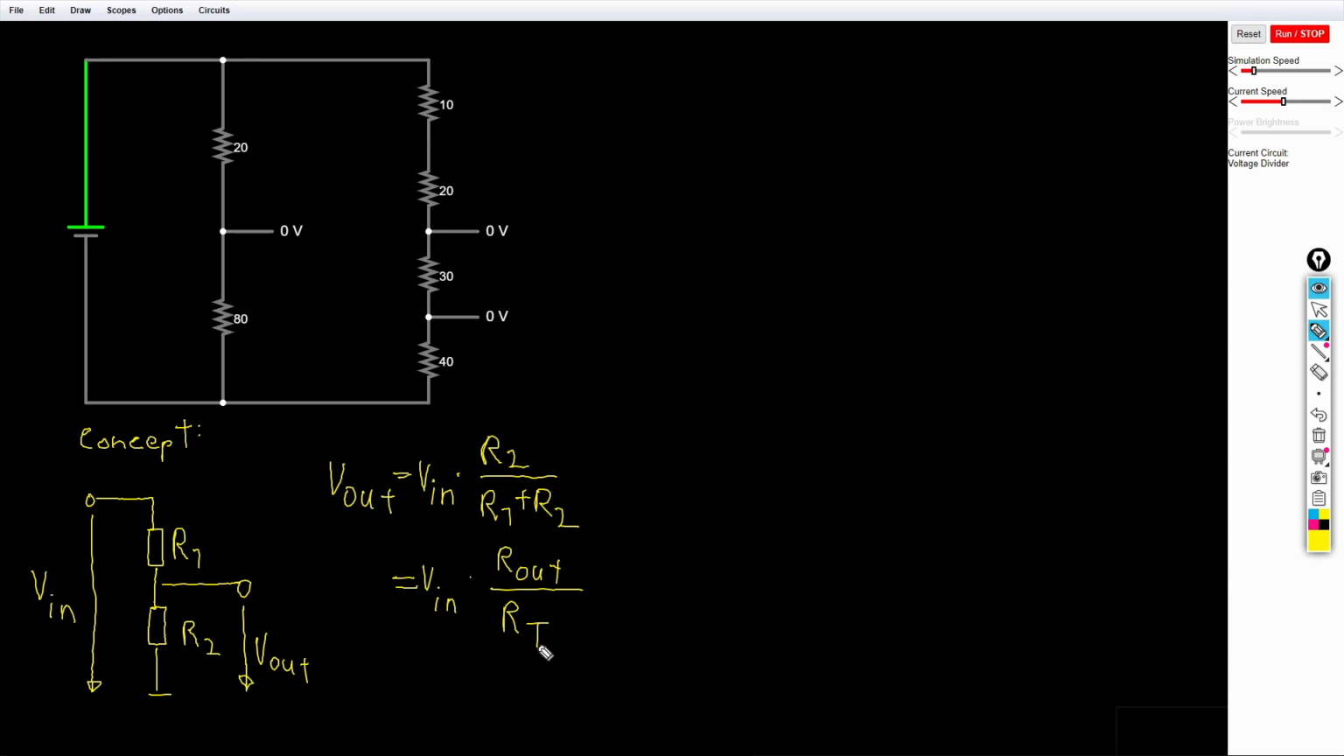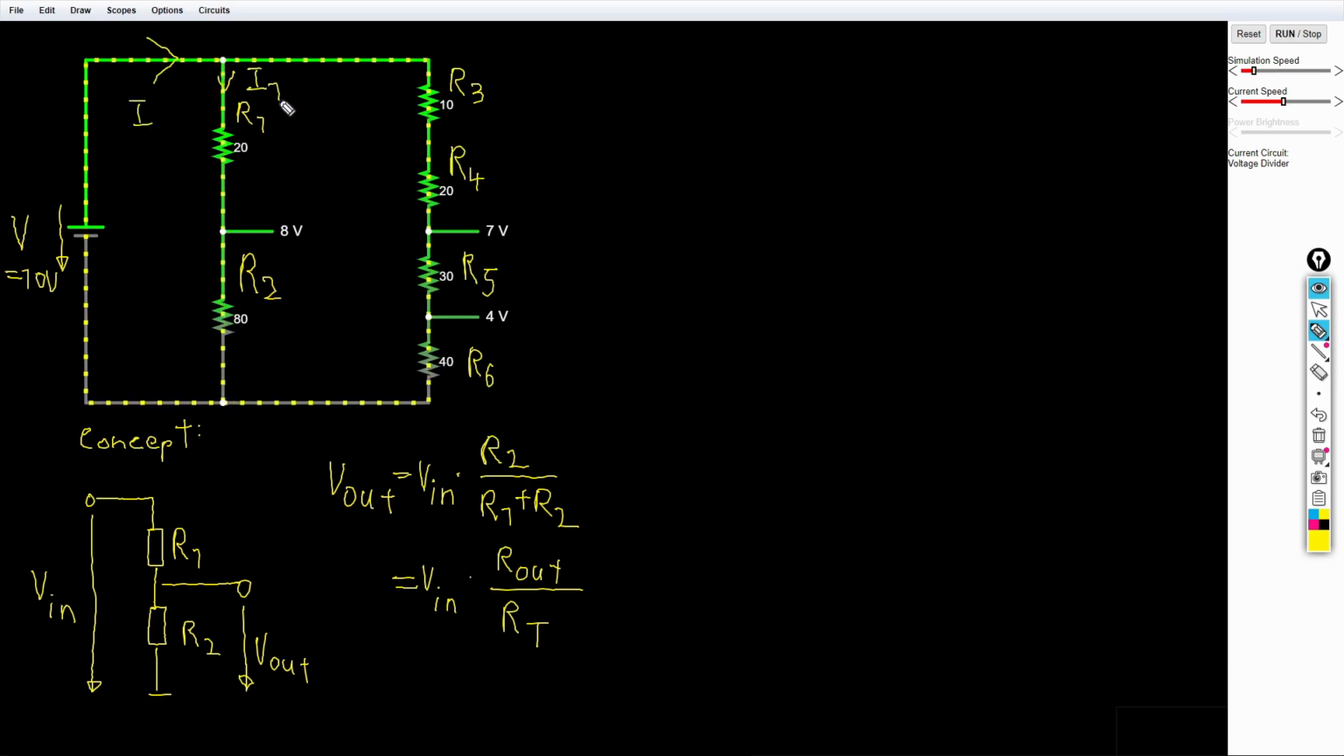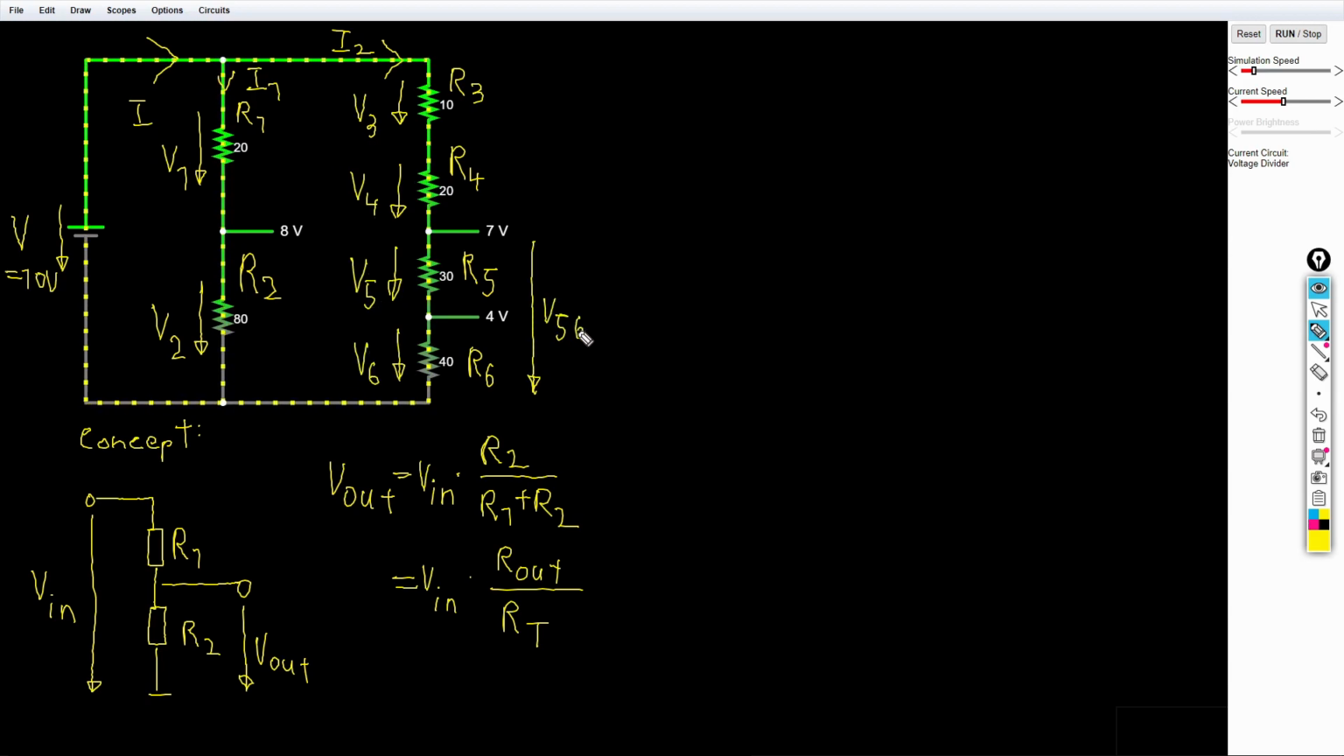Now we want to apply it to our circuit, but at first we need to define our reference directions. We start with our input voltage V and name our resistors from R1 to R6. Then we insert the directions of the current and define every voltage of a resistor according to this current. As the simulation always gives us the voltage with reference to ground, we will have a special guest, which is V56.